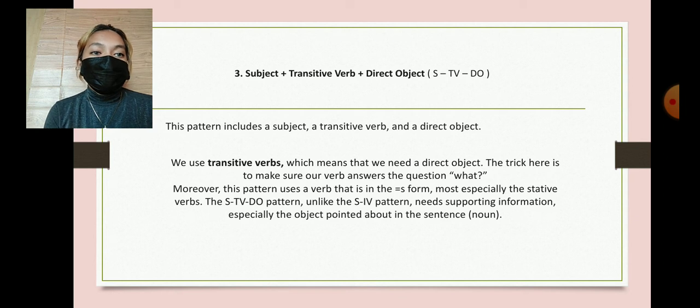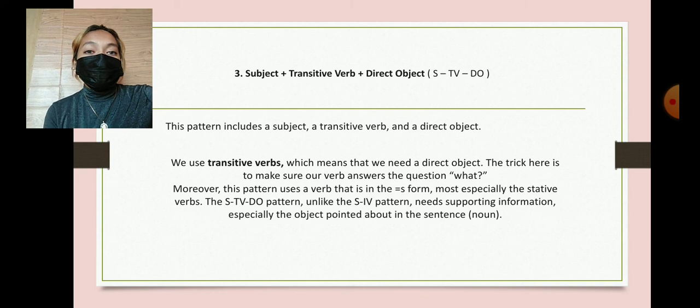especially the object, pointed about the sentence noun. So this is dependent, unlike the second one, which is independent. So this one needs a direct object. So the sentence without the direct object can't be complete. It will have no complete idea.